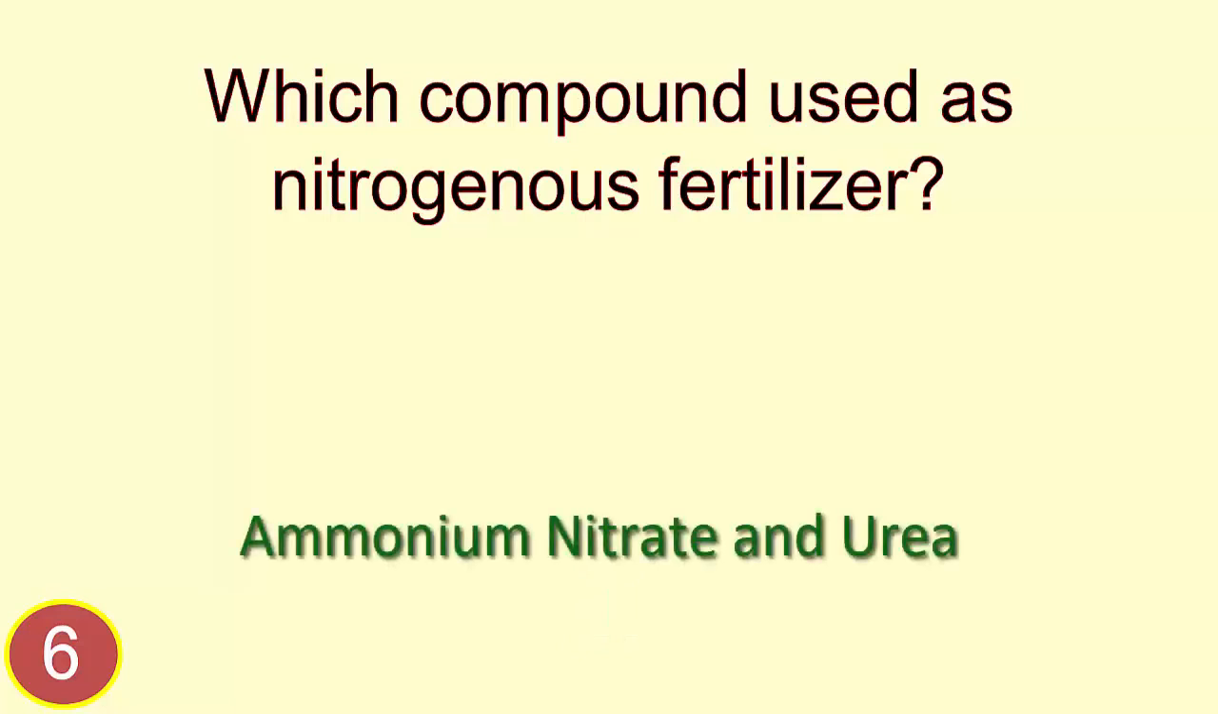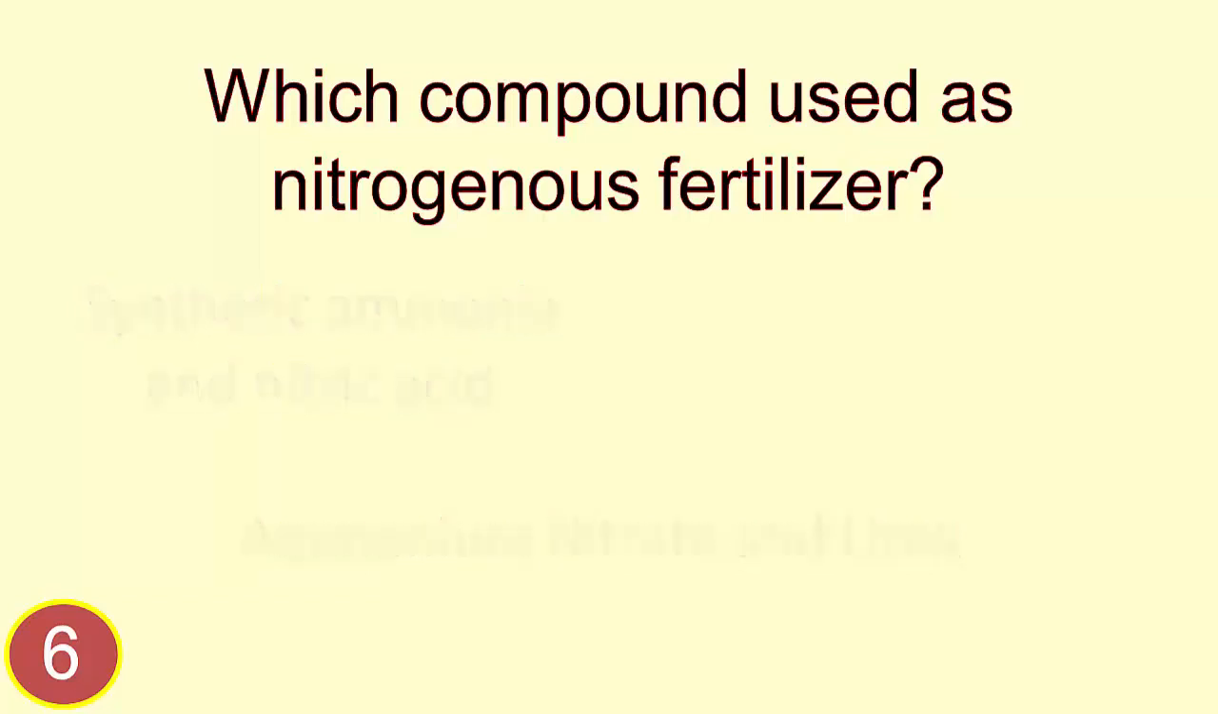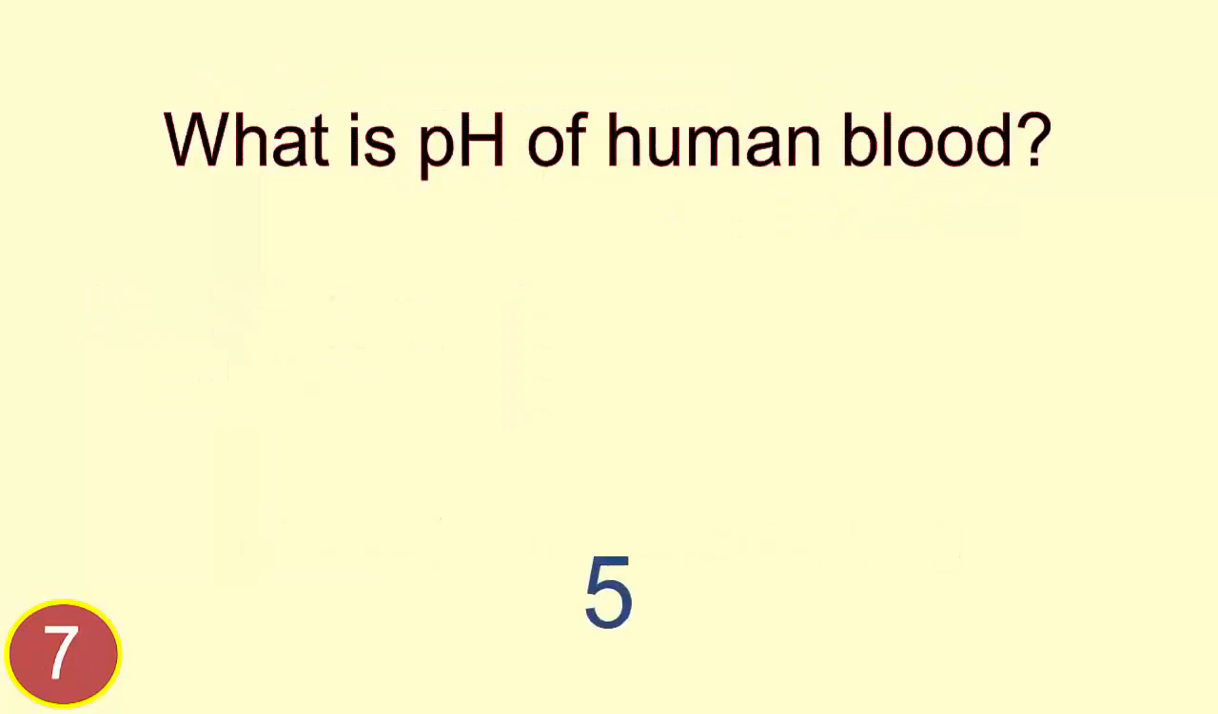Answer is ammonium nitrate and urea. Synthetic ammonia and nitric acid are used primarily as intermediates in the production of ammonium nitrate and urea fertilizers. What is the pH of human blood? Answer is from 7.5 to 8.